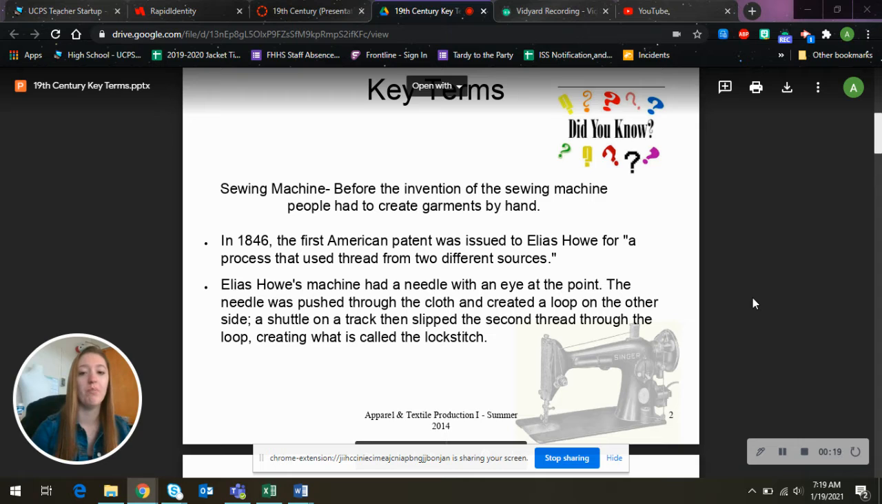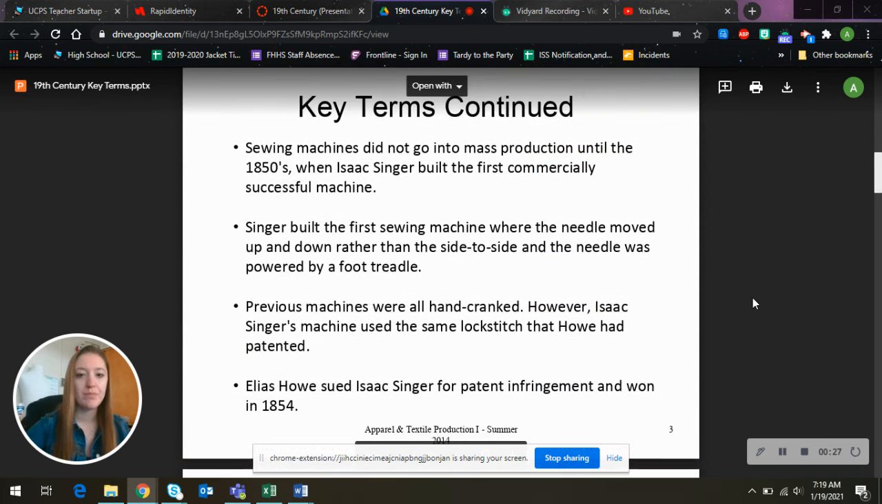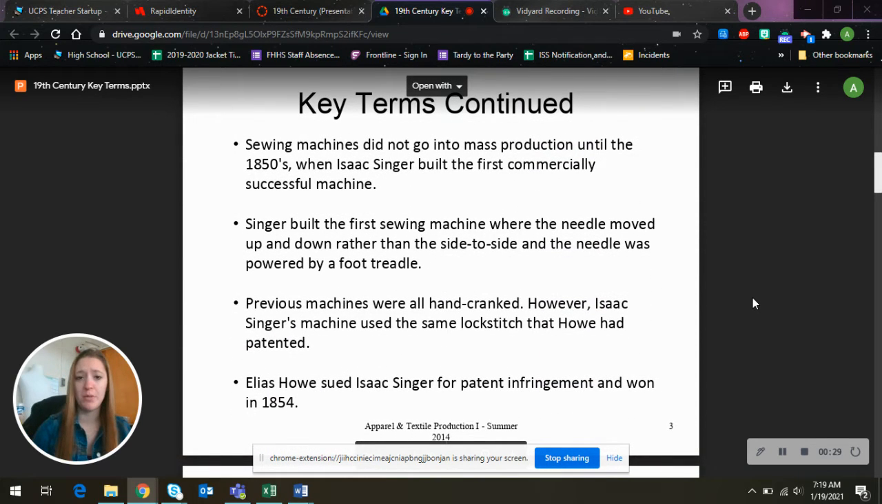Elias Howe issued the patent in 1846. The needle had the eye at the point, and it created the lock stitch. Sewing machines did not go into mass production until the 1850s when Isaac Singer built the first commercially successful machine. And Singer had enough money to build the first machine, whereas Elias Howe did not. And Singer had the connections to make it mass produced.